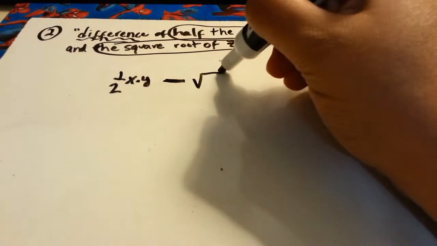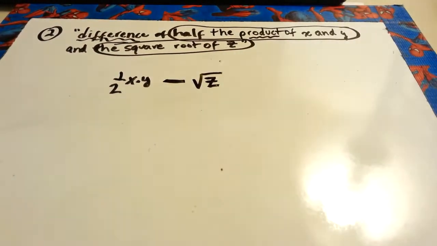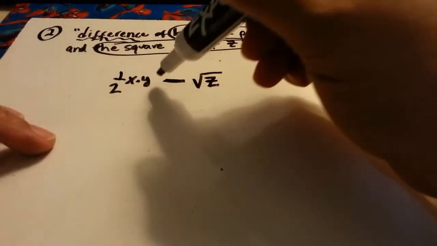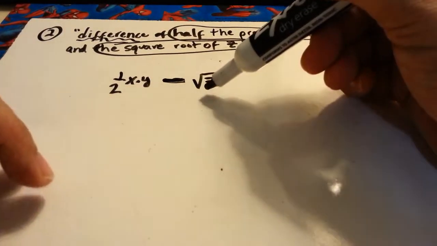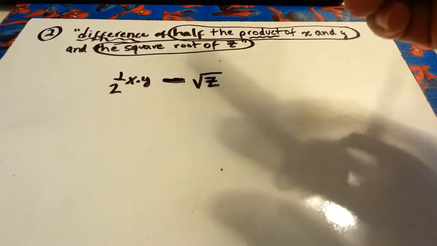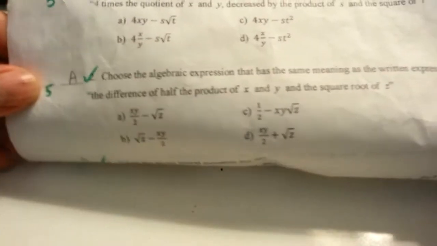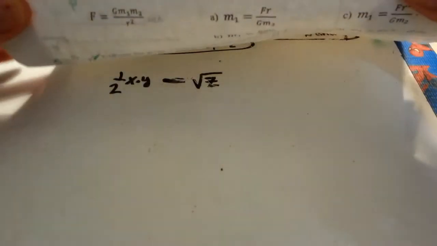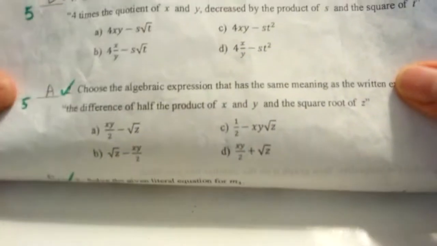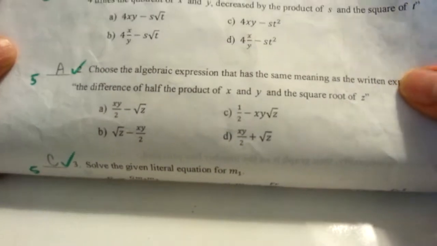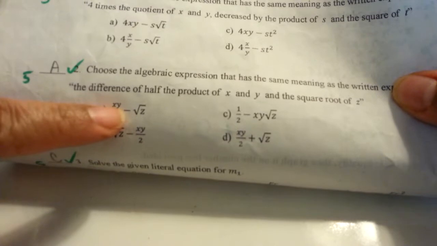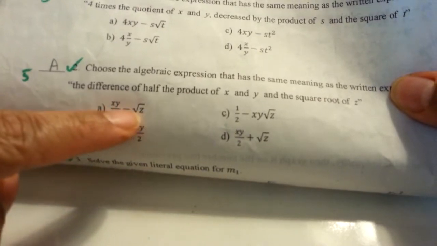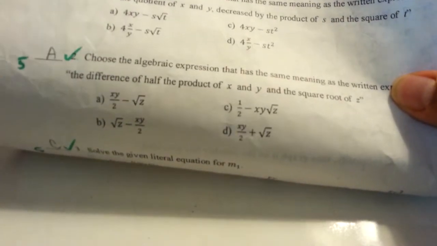Well, how do you take the square root of z? Right, you take the square root of z. So this is the difference of half the product of x and y and the square root of z. So when you look at the test, let's see if I can put it on camera. Oh, I did have the right question. So you would see that the answer would be A, because this is half the product of x and y, and this is minus the square root of z. So the answer choice is A.